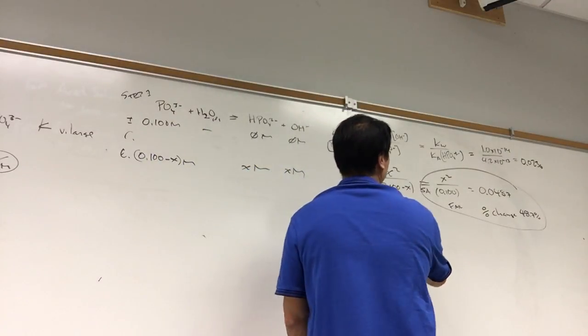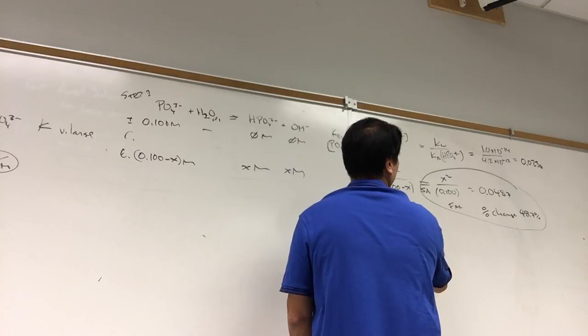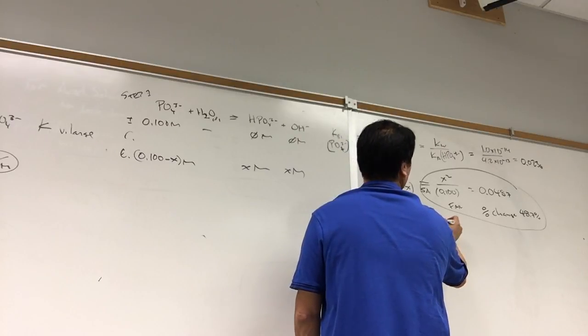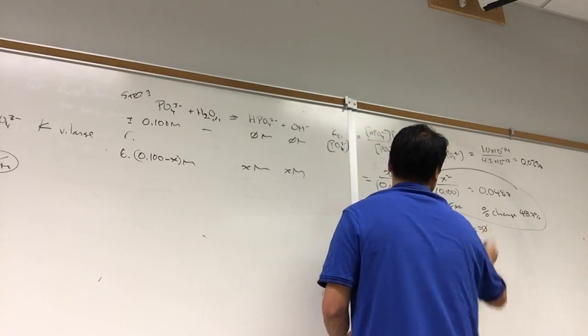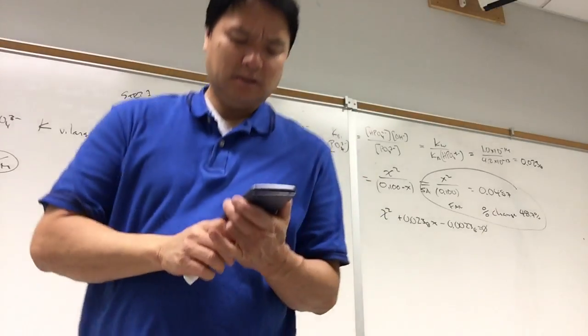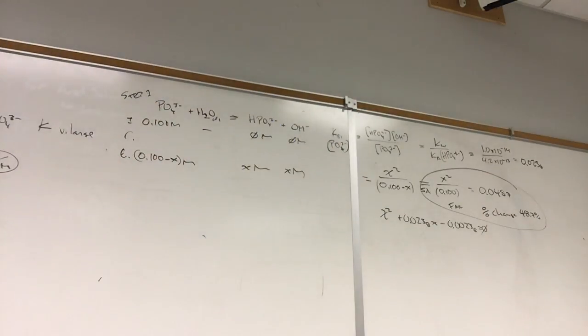Unfortunately, we have to get this in the quadratic form. So this is going to be x squared plus 0.0238x minus 0.00238 equal to 0. So let's plug that into the quadratic equation. Replay mode. We'll go to equation 5, and then the one quadratic, which is 3. The A value is 1. B value is 0.0238. C value is negative 0.00238.